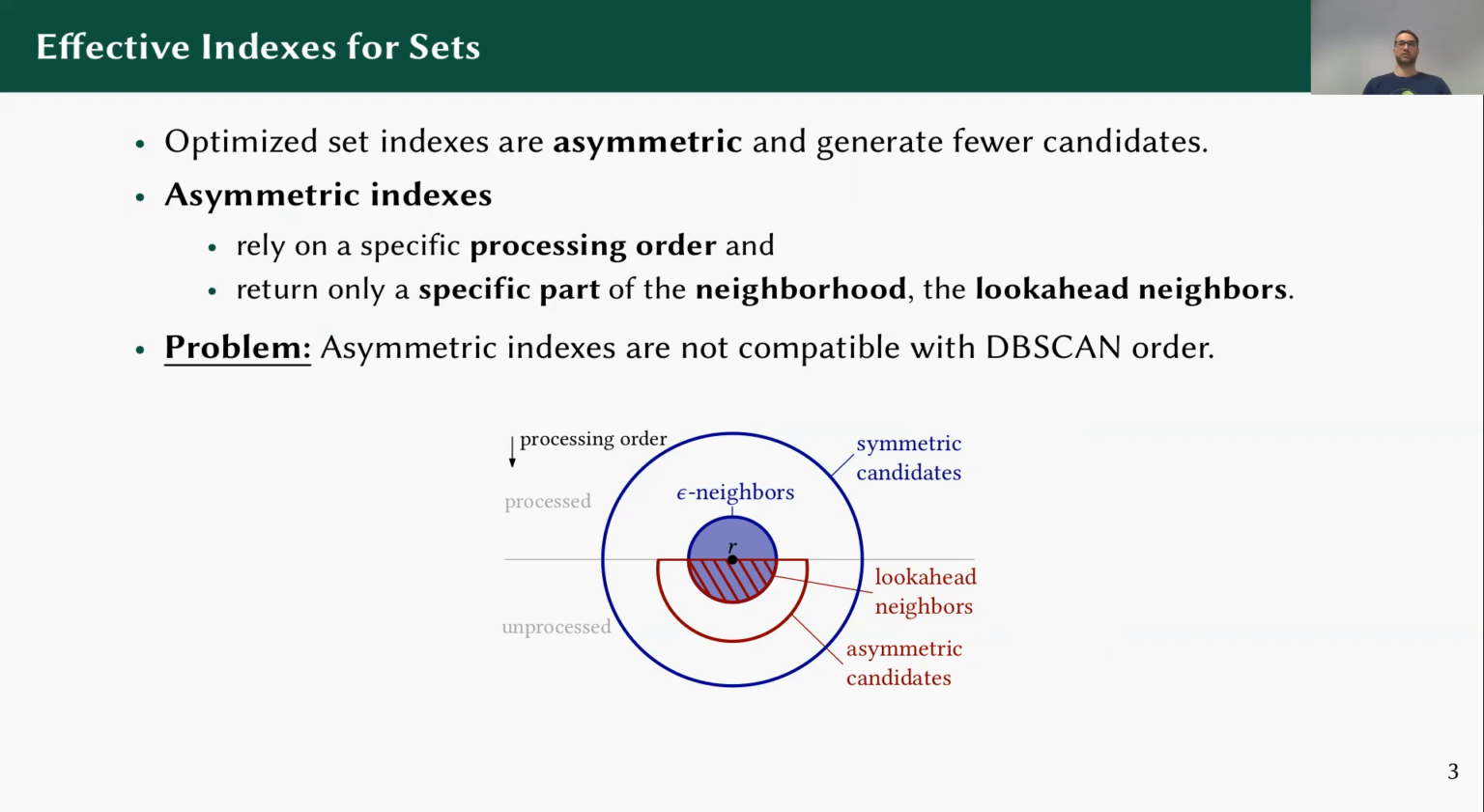The indexes produce candidates that undergo verification to find the neighbors. For both candidates and neighbors, the asymmetric indexes only consider unprocessed sets and are therefore more effective. Unfortunately, asymmetric indexes are not compatible with DBSCAN as the order is defined by the neighborhood expansions. One solution to leverage asymmetric indexes is to compute the neighbors with a set similarity join and execute DBSCAN on top. However, this solution must materialize all neighborhoods, which requires quadratic space.